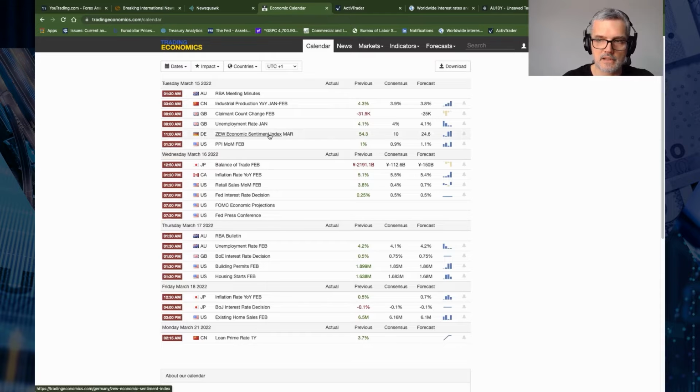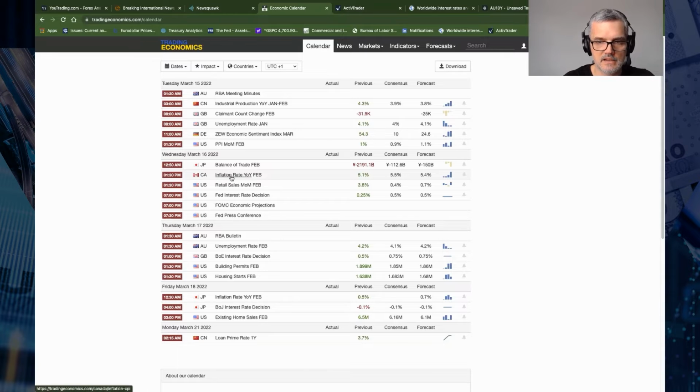So if that happens, then that would be detrimental to the euro, assuming that there's no positive news out of Russia, Ukraine. Looking down into Wednesday, this is the day that I think the market is going to pivot on, and unfortunately it's at 7 p.m. UK time. Prior to that, we've got the Japanese balance of trade. Obviously we want to see that their exports are rising.